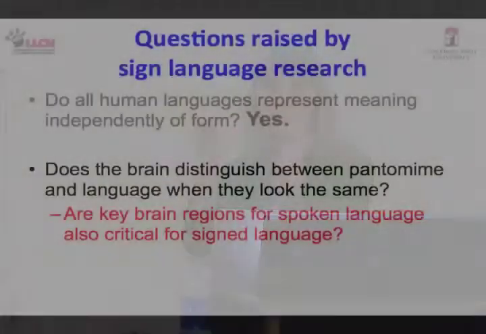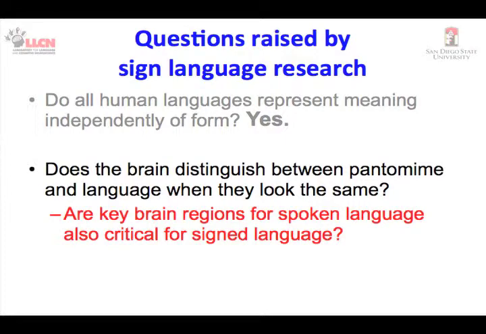This data also fits really nicely with what I just showed you in terms of brain activation, that these auditory regions are activated by visual information for deaf signers. Both sign language and other kinds of visual stimuli activate auditory cortex in these individuals. Okay, so let me come back now to my sub-question. Are the key brain regions critical for sign language the same as for spoken language? Here we find the answer is yes.